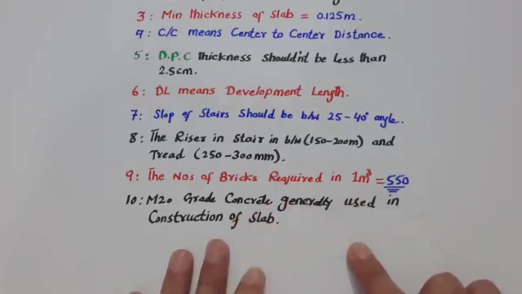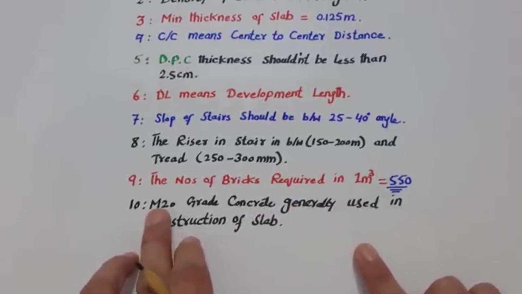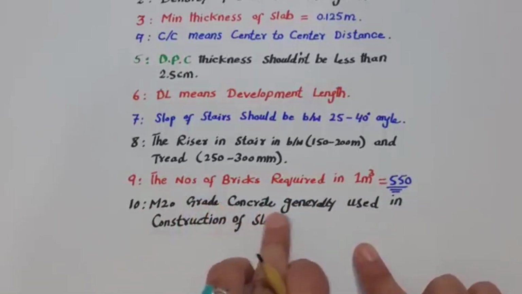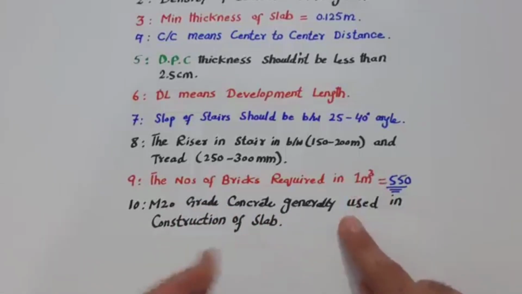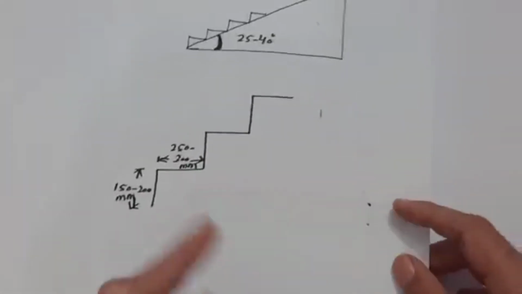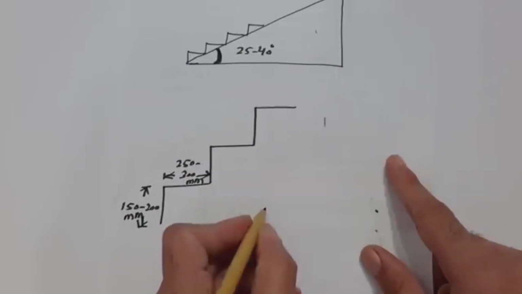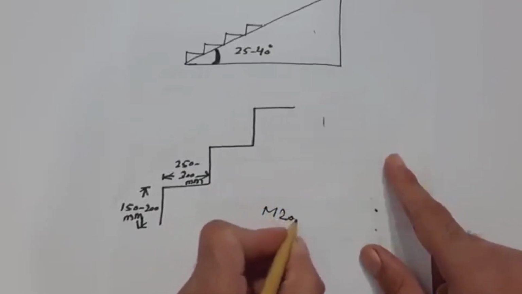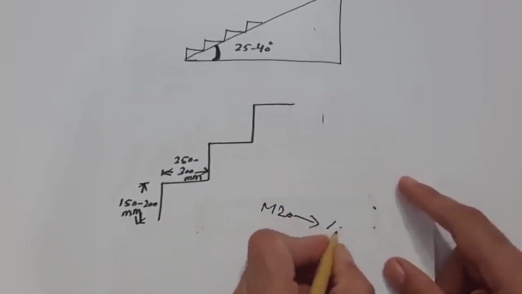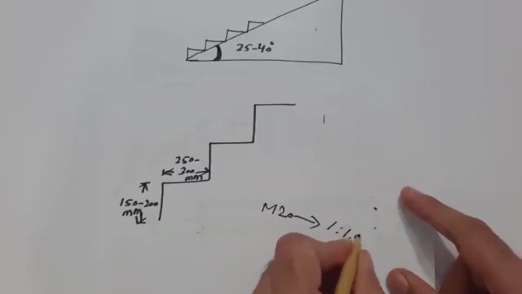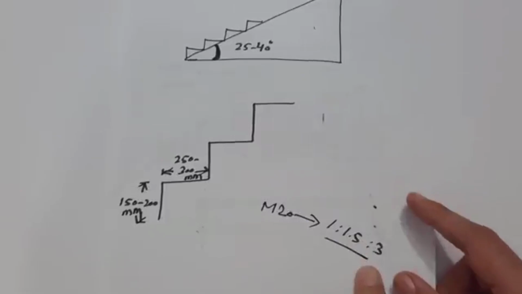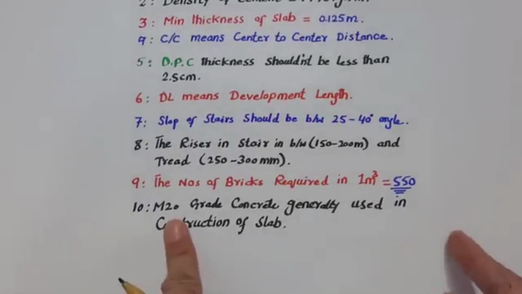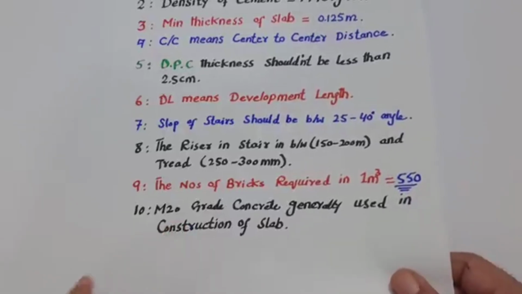Okay, next one, guys, M20 grade concrete is generally used in construction of slab. So what is M20 grade concrete? M20 ratio is 1:1.5:3. This is the ratio of concrete for M20. So it's generally used for the construction of slab.